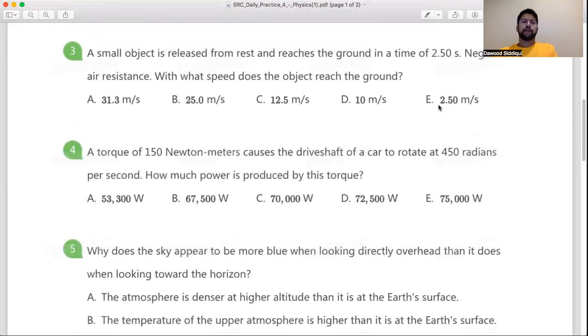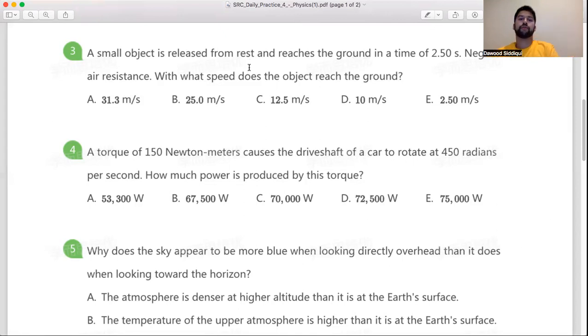Number 3, a small object is released from rest and reaches the ground in a time of 2.5 seconds. Neglect air resistance. What speed does the object reach the ground? For this question, it's just going to be a simple kinematics process. Because distance is the one thing that's not given to us, we can use the equation v equals v naught plus acceleration times time. The information provided for us is time. We have the initial velocity, which is rest, or 0. We're trying to calculate what the final speed is.